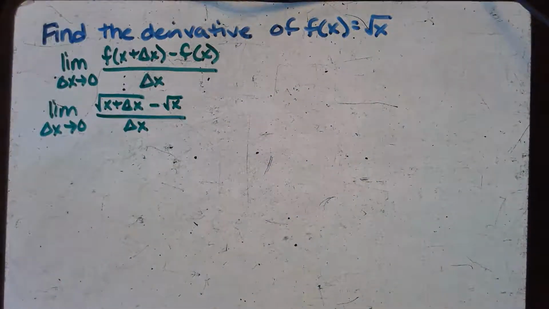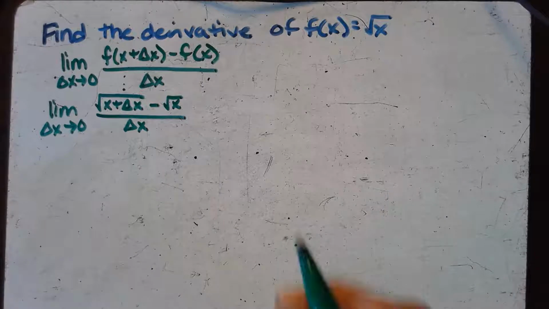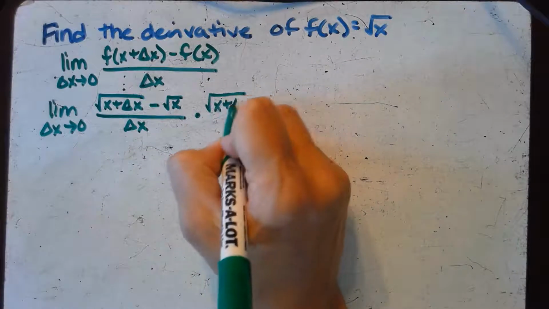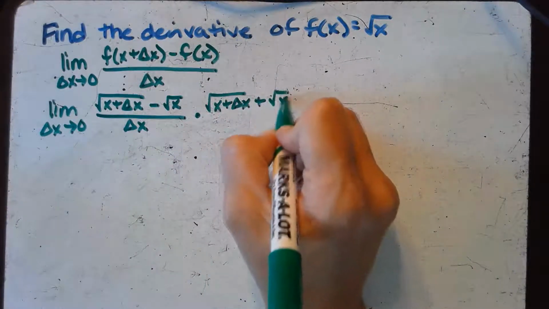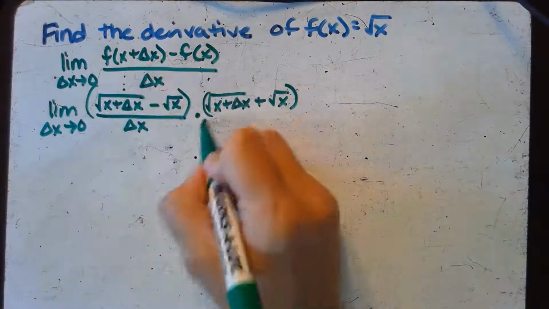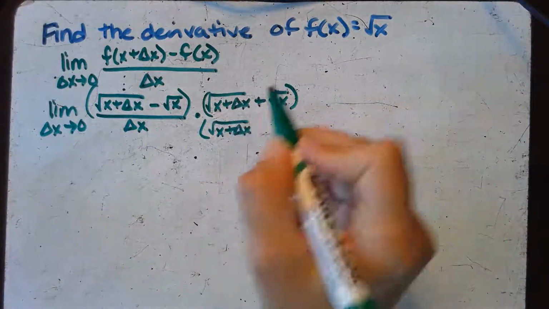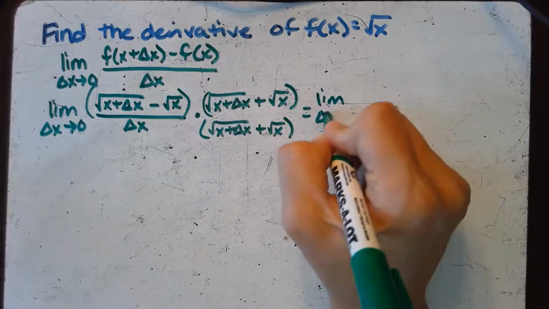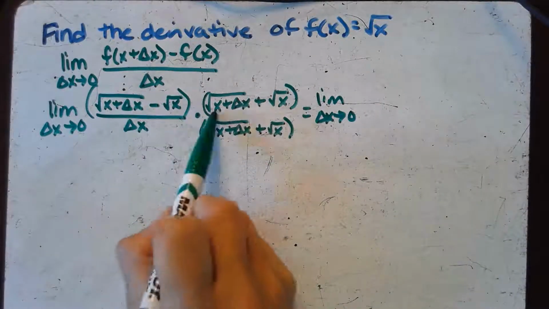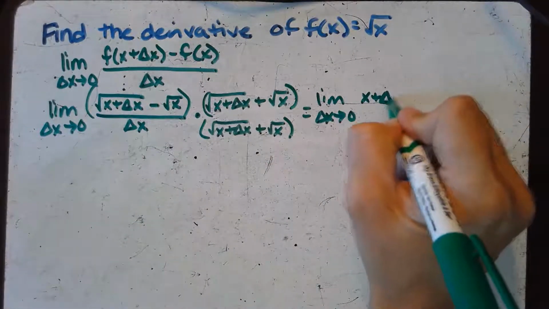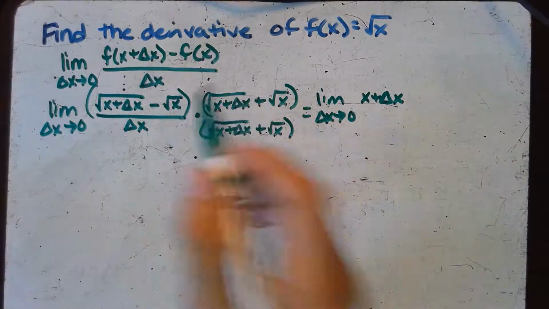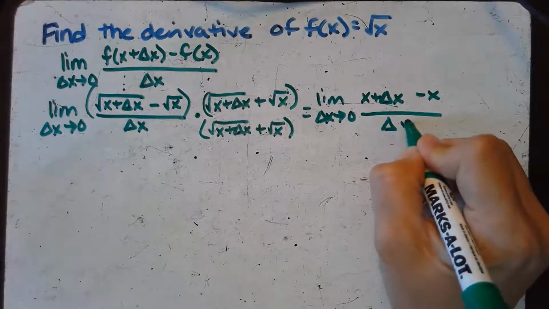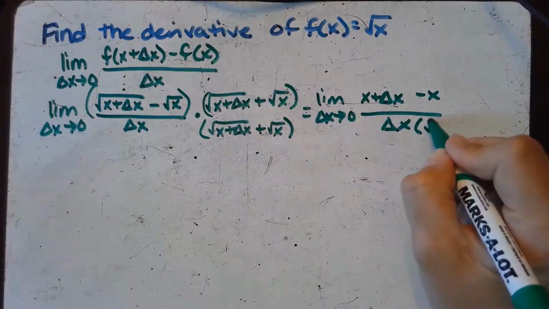Now, what did we do last unit when we had limits like this? We wanted to rationalize the numerator. So what I'm going to do is multiply by this right here, top and bottom. Remember when we're multiplying by the conjugate, multiply the fronts, that leaves us with x plus delta x. Multiply the last. The middles all cancel out, so this just makes negative x over delta x. And then you still have that in the bottom.